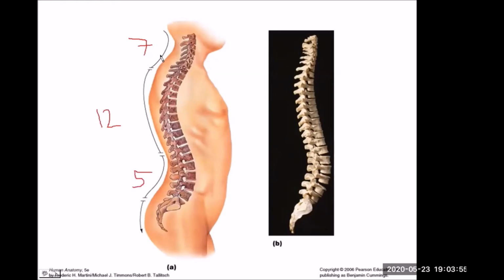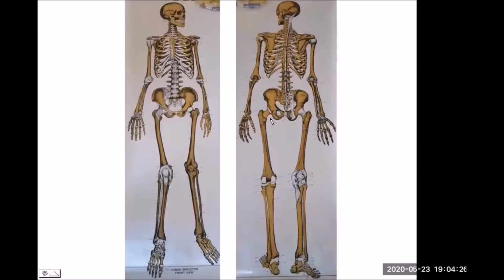A simple way to remember that: 7, 12, 5. At 7 a.m. you could have breakfast, 12 noon lunch, 5 p.m. dinner. Kind of corresponds with those numbers. And then we have the area of the sacrum and the tailbone. Again, the name for that is the coccyx. So that's our section for vertebrae, and we can see that on our chart here.